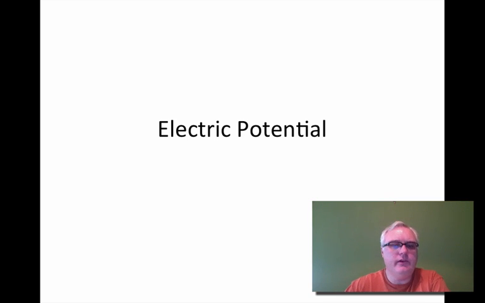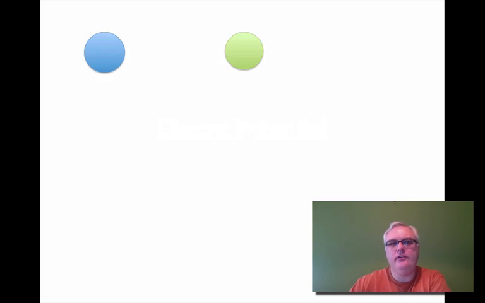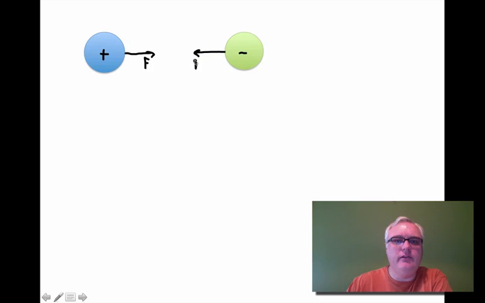Okay, in this video we're going to talk about something called electric potential. But let's start off by talking first about potential energy. If we have two charges, I know that these two charges, because they're opposite in sign, have the potential to do work. In other words, the electric field created by these two charges will do work and cause the two charges to move towards each other, right?